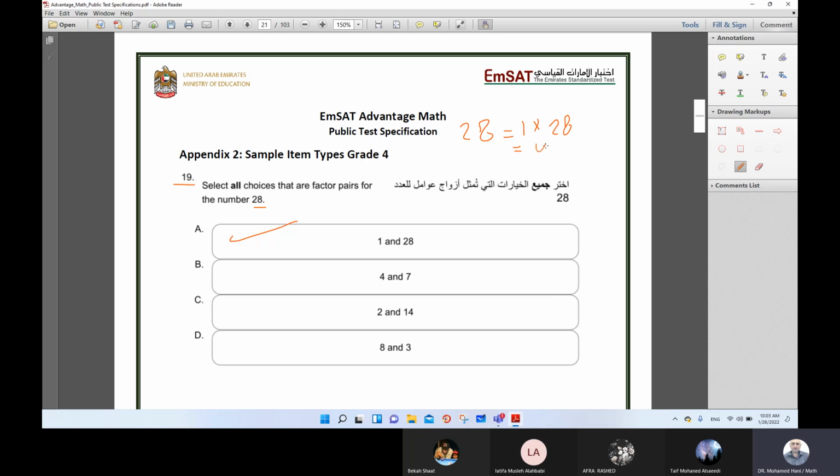28 also equal 4 times 7. So this is correct. And 28 also 2 times 14. So this is correct. But 8 times 3 will be 24, not 28. So this is here wrong. So the answer of Latifa correct. Great work, Latifa.